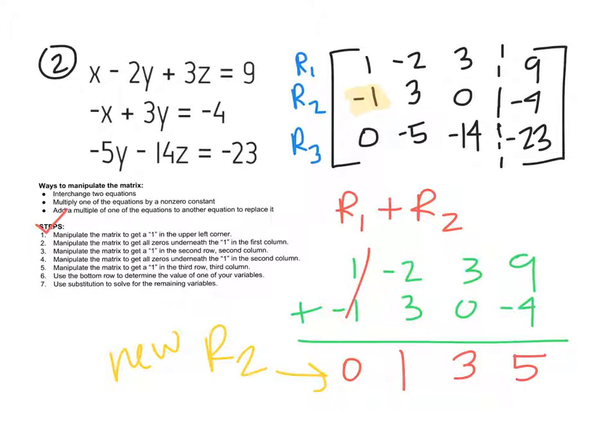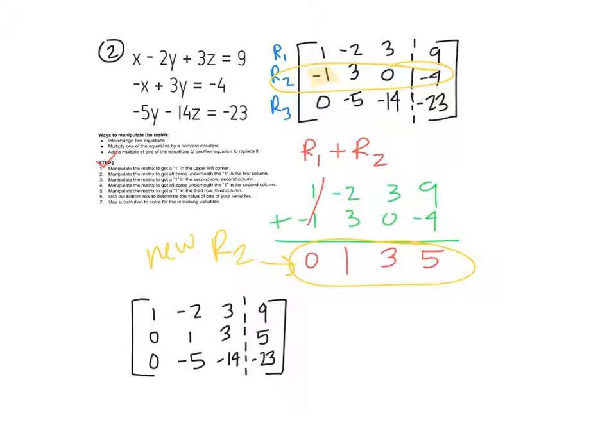So let's go ahead and rewrite our matrix and replace row 2 with this right here. So again, I replaced row 2 with my new row 2. And now if you notice, I have all zeros underneath the 1, so I can mark off step number 2. Step 3 says to manipulate the matrix to get a 1 in the second row, second column. So second row, second column is this number right here, and I already have a 1, so I can check off step 3. Step 4 says to manipulate the matrix to get all zeros underneath the 1 in the second column. So my goal now is to get this number to become a 0.